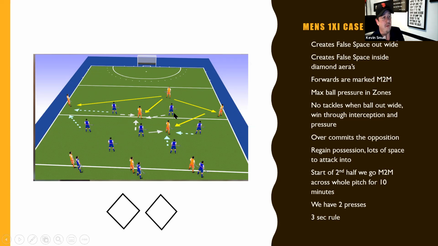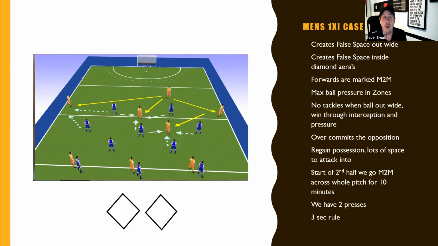As Ben said earlier, the forwards are marked man-to-man. That's the opposition forwards are marked man-to-man. There's maximum ball pressure in the zones if the ball's played in. But it's really important that there is no wild tackling out wide, because if you're skinned through some skill, the whole thing breaks down. What it's about is denying them space, stopping them going forward and putting them under pressure to play the ball away from goal. And hopefully those are the triggers where we'll intercept or put pressure on the receiver of the ball because we know where that's going.